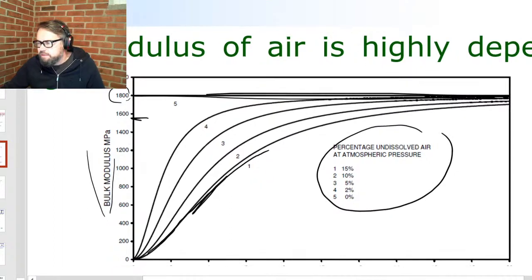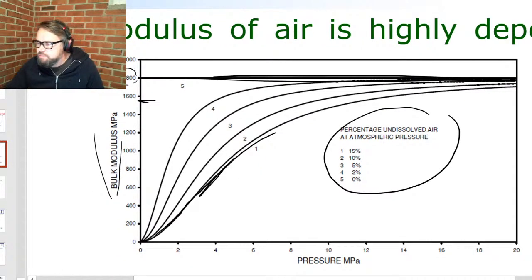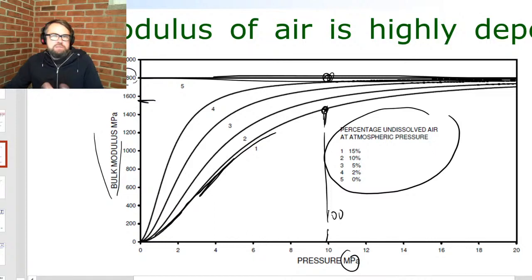Really significant. And if I look at the x-axis here, these are the pressures in megapascal. So this would be 100 bar here. So even at 100 bar, it is lowered percentage-wise quite significantly. So dissolved air is a significant source of flexibility. Another significant source of flexibility are the hose connections.